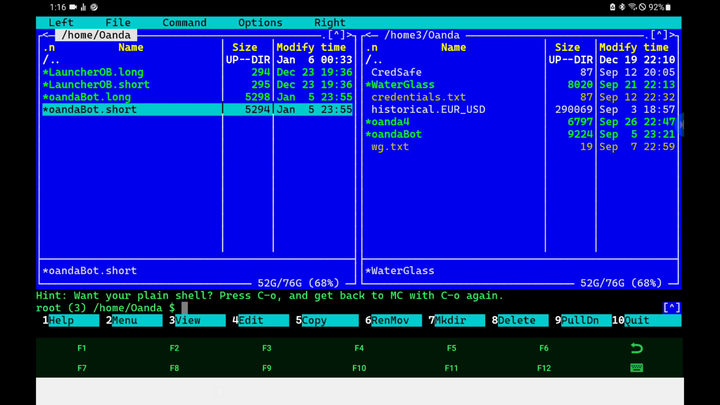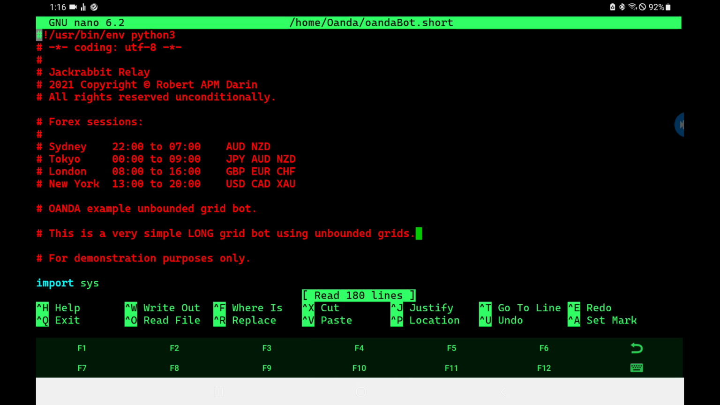So let's actually take a look at the bot. So here we are, our Oanda bot, working money-making prototype. It's a simplified grid bot, and it really does exceptionally well. If you've seen some of the shorts in my YouTube channel, then you've seen some of the profits I've posted.